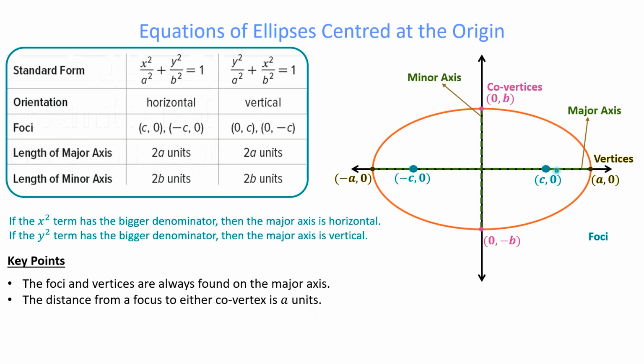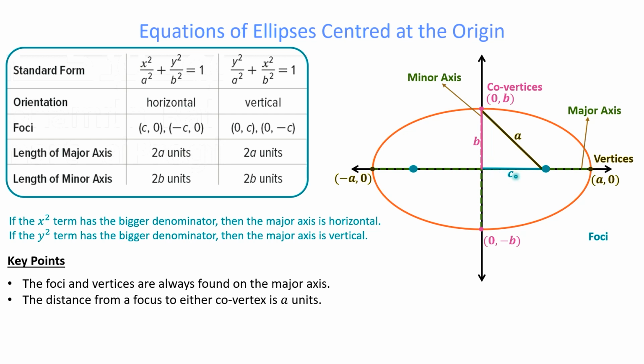Now, another thing to remember is that the distance from a focus to either co-vertex is a units. So if I take this focus here, the distance between this focus and this co-vertex is a units. The distance between these two is a units, and the distance between these two is a units. Now this will help us form a relationship between the values of a, b, and c.